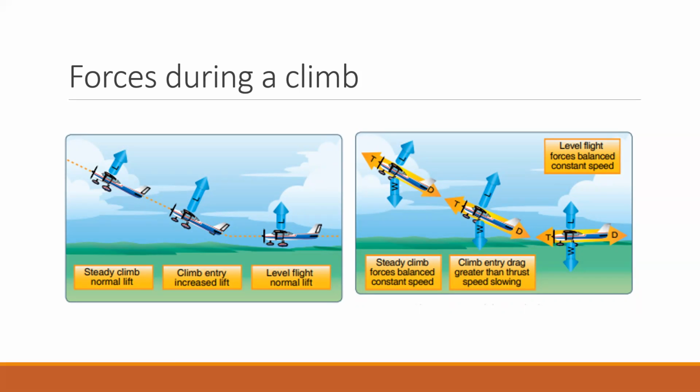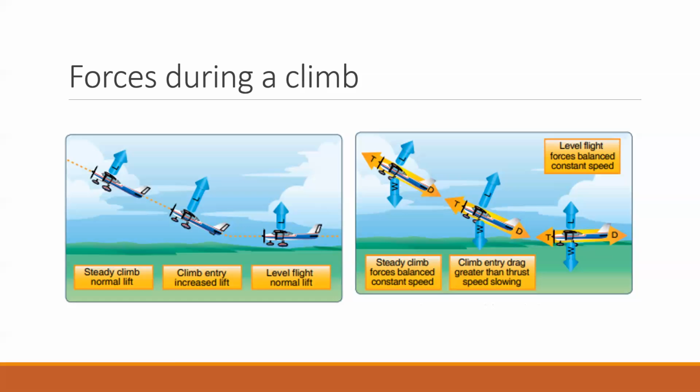If we want to increase in altitude, we have to increase our lift vector. There's a few ways to do this. One is to increase the airspeed, and two is to increase our angle of attack. You can do both, really. So you increase your airspeed and you increase your angle of attack, and that'll cause the lift vector to increase. And so you're now producing more lift than weight, and so you're able to climb.